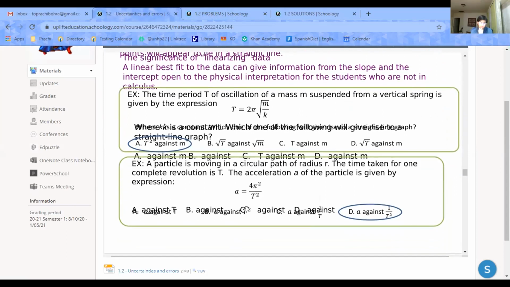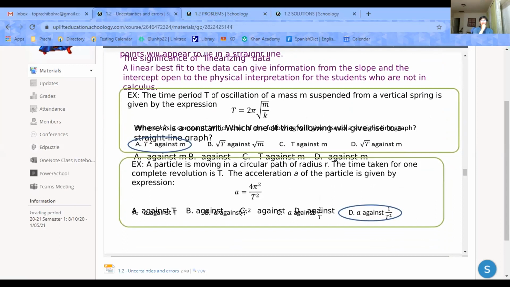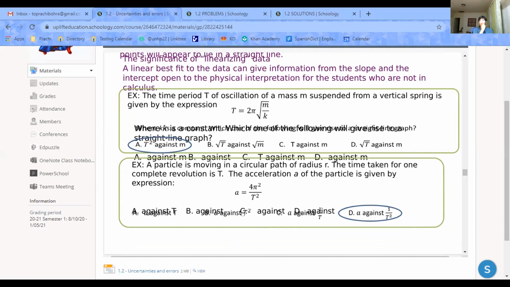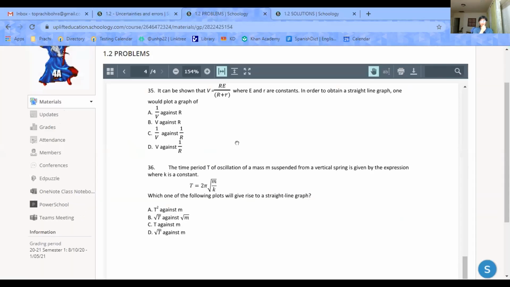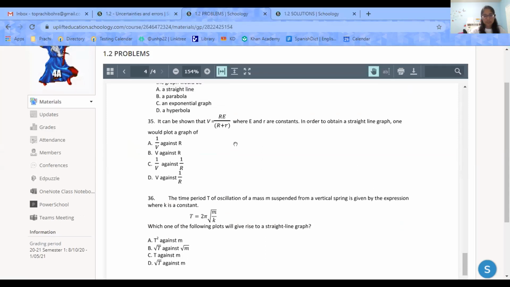So similarly, if we try the same approach in the other one that was confusing, the RE over R plus R. I think the E you could take out, right? Because it's a constant. Yeah, I guess you could multiply, but then the only problem is then you have R on both sides.